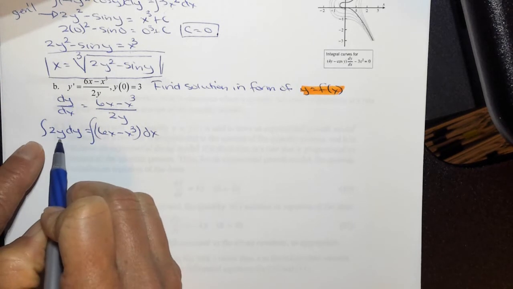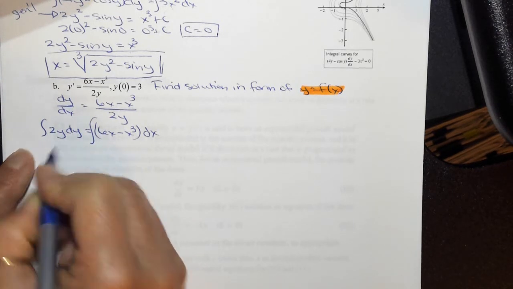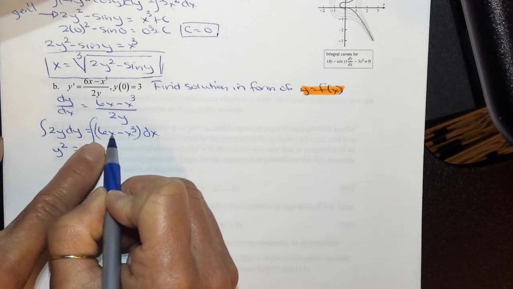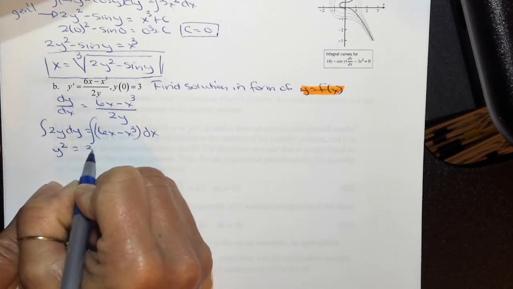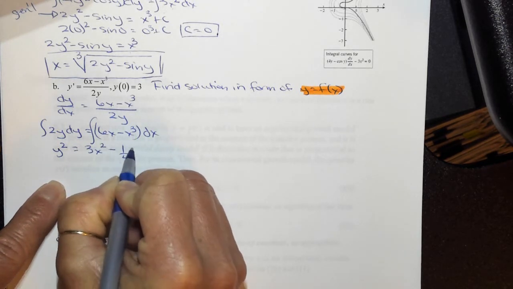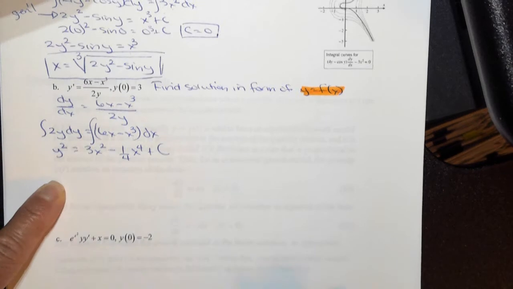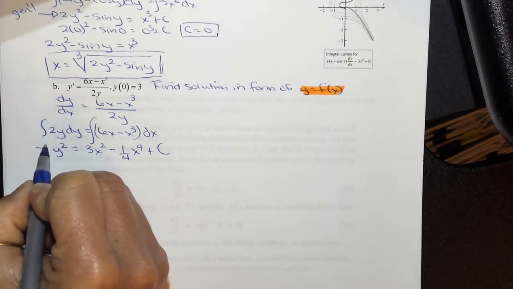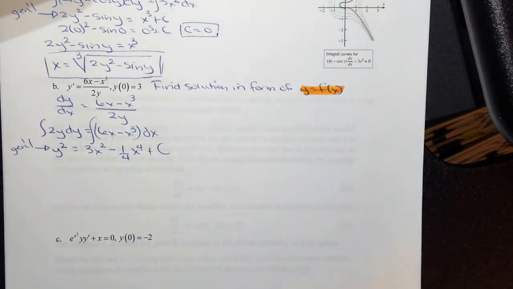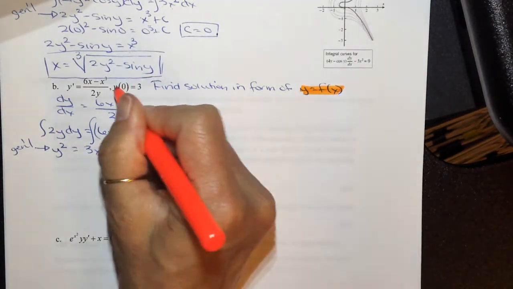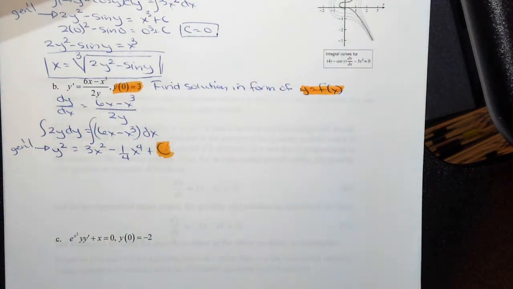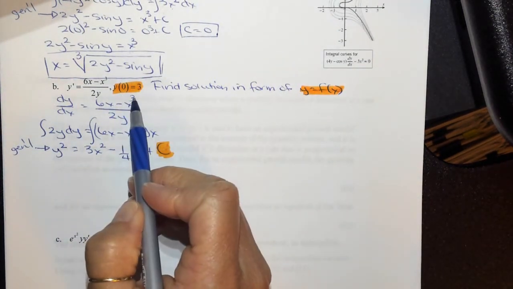So now we need to integrate both sides. Okay, integrating 2y dy, this becomes y squared, is equal to, this is 1/2 x squared, so this would be 3x squared minus 1/4 x to the 4th plus 1 big fat c. Okay, so again, this is the general form of the equation. So we want to know our c value when x is 0 and y is 3.